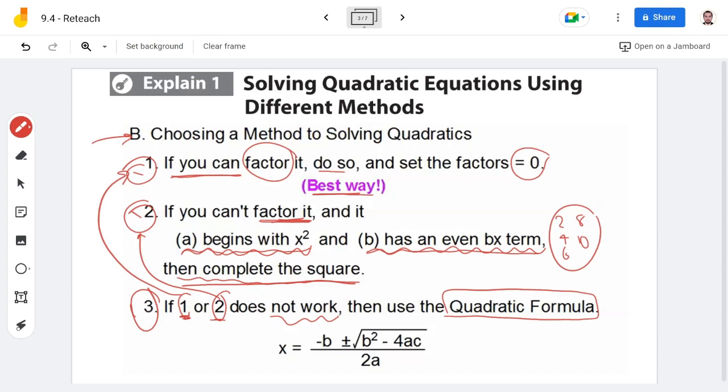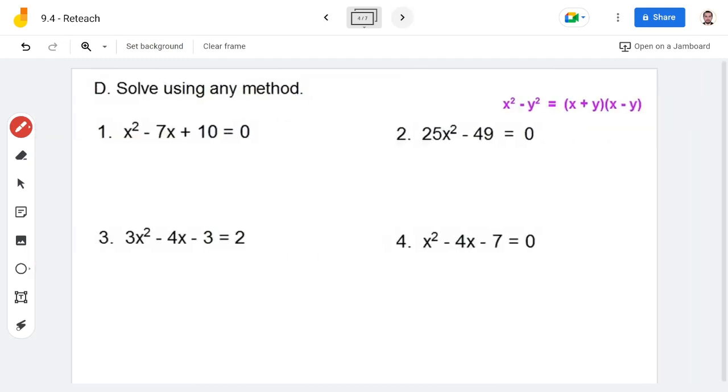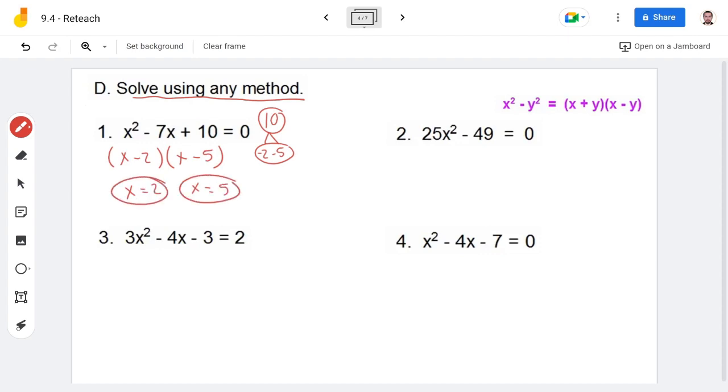Okay? Now, let's take some examples. And here it says use any method. Now, let's just try to factor the first question here. What are the factors of 10 that can give me 7? Now I know 2 and 5 can give me negative 7. It should be negative, negative. So now the first question is easy: (x - 2)(x - 5). So x equals 2, x equals 5. That's the first question. It's easy and we can solve it.